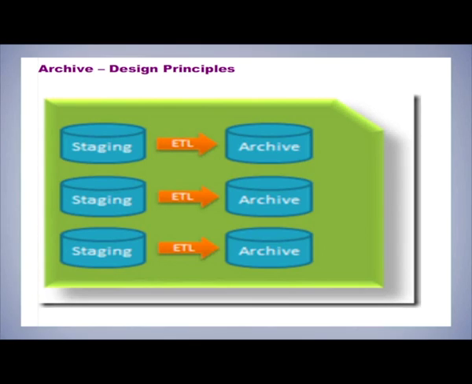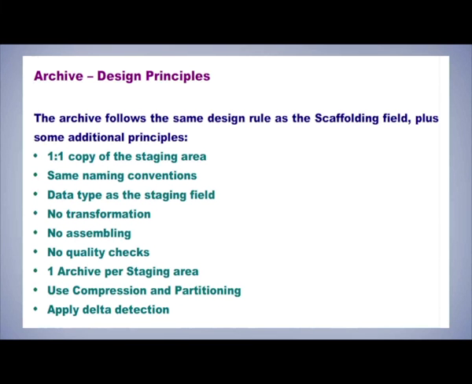Next, we will see the design principles followed in an archive. This picture is just a summary of the principles which are used. The archive follows the same design rules as the staging area plus some additional principles. One is a 1:1 copy of the staging area, with the same naming conventions and data types as the staging area, no transformation, no cleansing, no quality checks, and one archive per staging area. Use compression and partitioning. Apply delta detection if necessary.